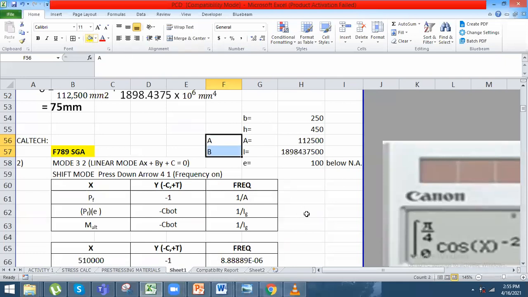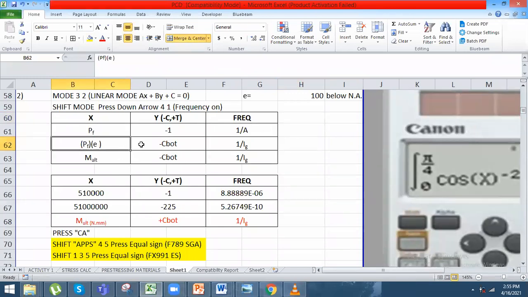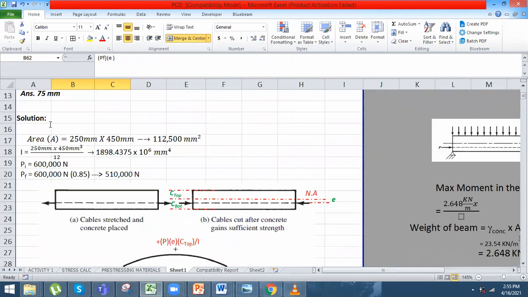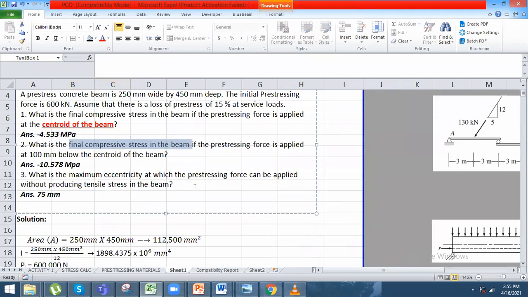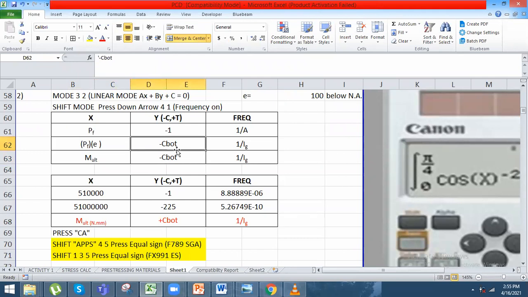Okay? Yan. Tapos, yung susunod naman is due to bending ng pre-stressing force. So that is just simply P e, yung pre-stressing force times the eccentricity. So dapat itong pre-stressing force naka-Newton at yung eccentricity is in millimeters. Okay? Then, since for number 2 tinanong niya is what's the final compressive stress in the beam? Sabi ni sir kanina, final compressive stress is mostly nangyayari yan sa bottom fiber ng beam. That's why dito, kinonsider ko is negative C-bot. Since baba is negative C-bot, therefore yung taas mamaya is positive C-top.